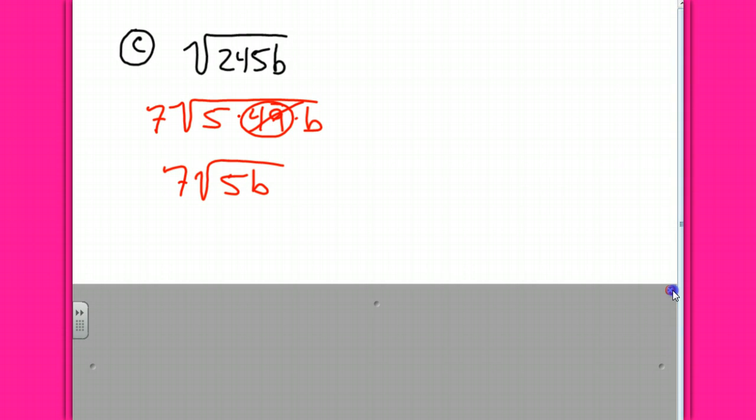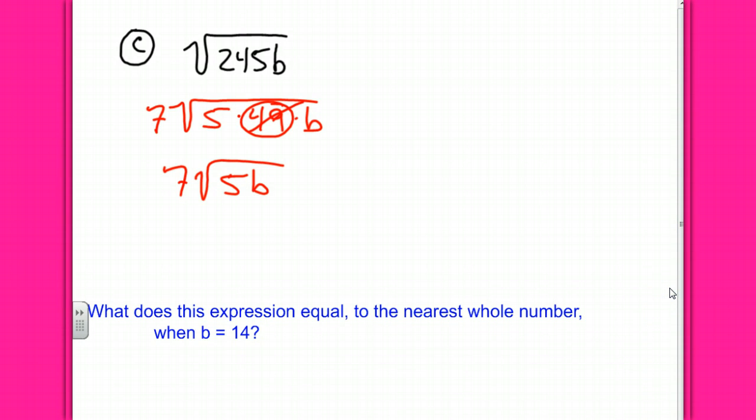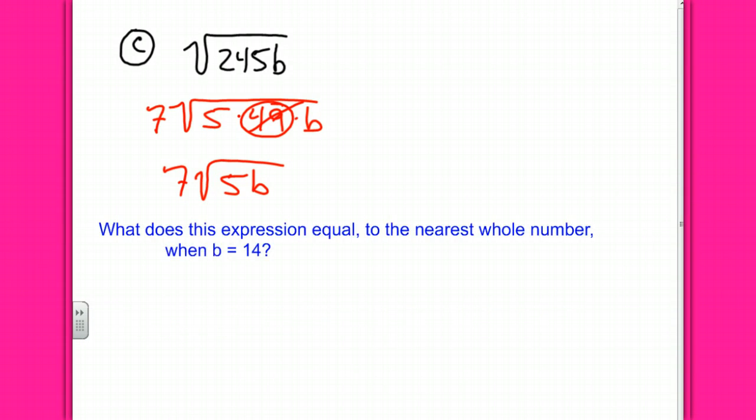You might be told what the value of b is at some point. And so what would this expression equal to the nearest whole number when b equals 14? Go ahead, jot that down and let's try it. When you're given a value for a variable, what is the method we use? b equals 14. So what do you do with that? Say it, Teddy? Plug it in. Substitution. You're substituting it, right?